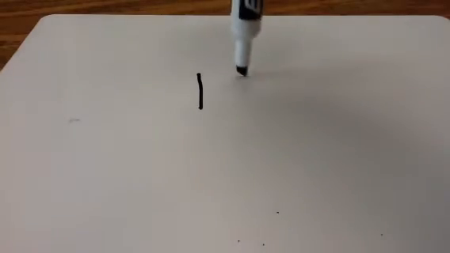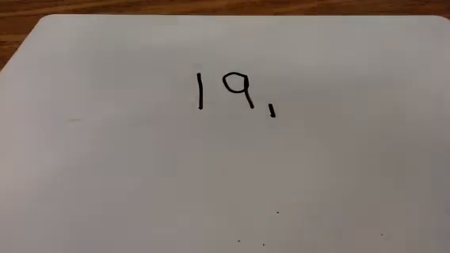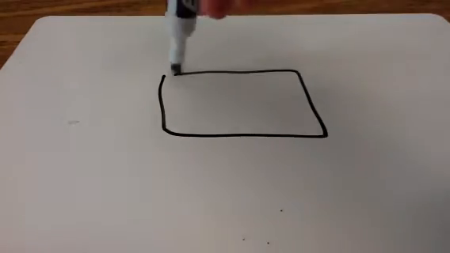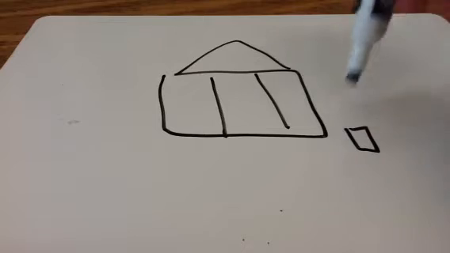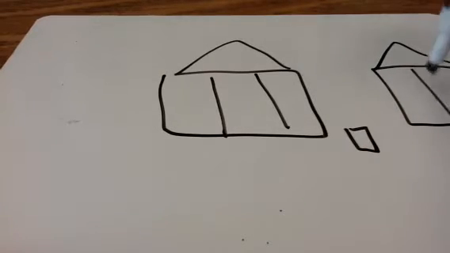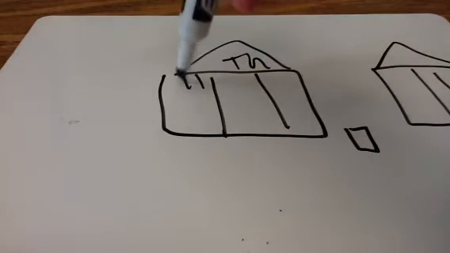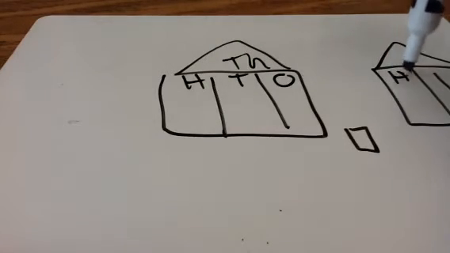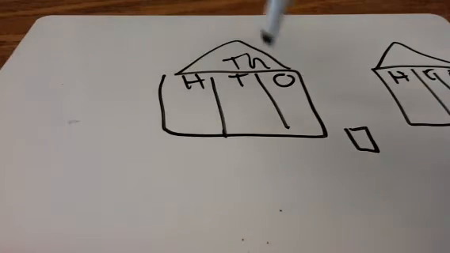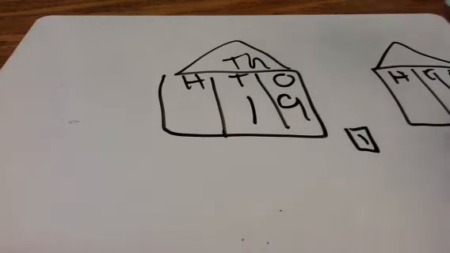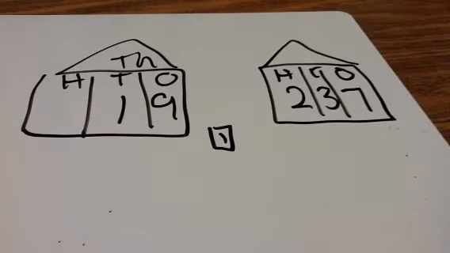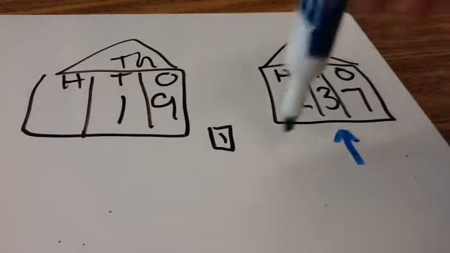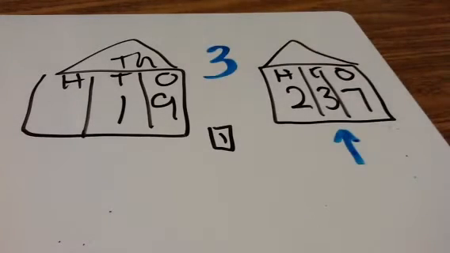Okay, so number 1 says, what digit is in the tens place? Well, if I start by doing my HTO, and then I'll just put my number in. So 19,237. I want to know what digit is in the tens place, so I find tens, which is here. So the answer is 3.